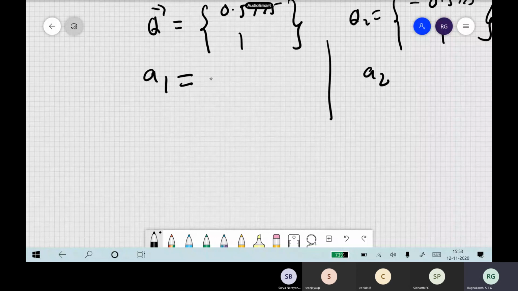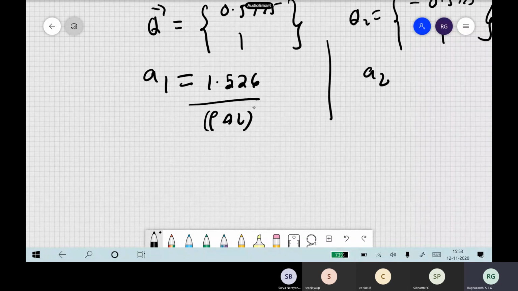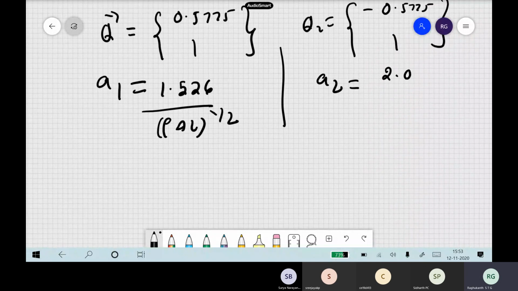I think in this problem A1 turns out to be 1.526 by square root of rho AL by 2, and the second one, A2, will be 2.053 by square root of rho AL by 2. So you will get these amplitudes in this fashion itself. This way you can find out for a variety of cases in FEM. Once you have the natural frequencies and the mode shapes, other problems become very easy.